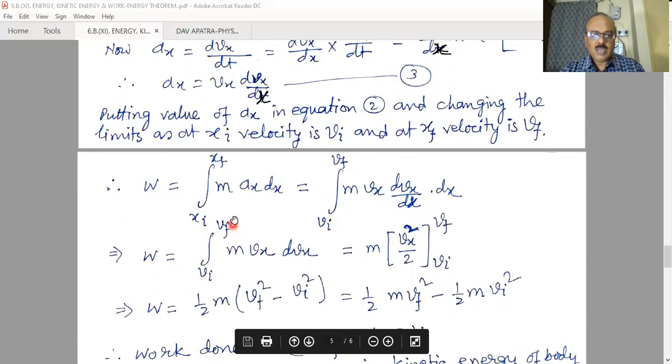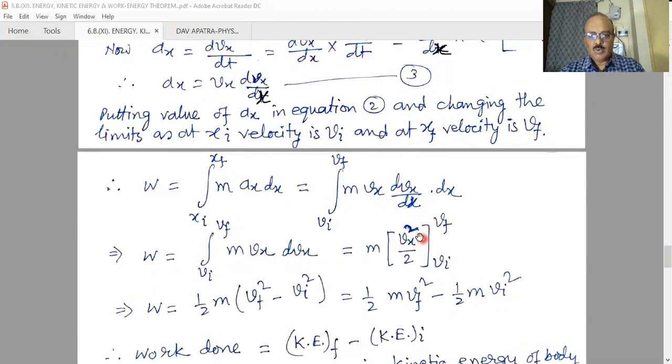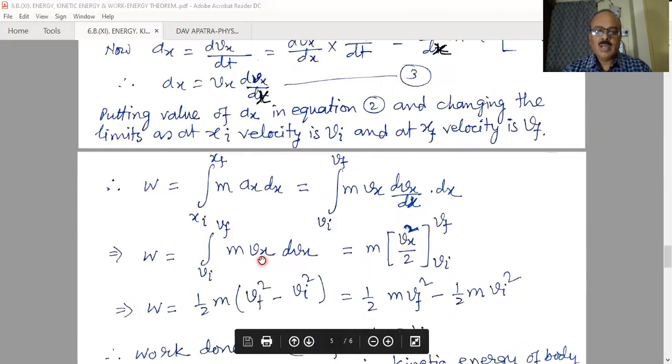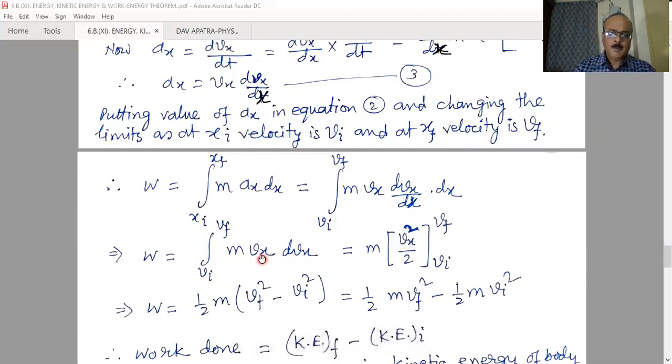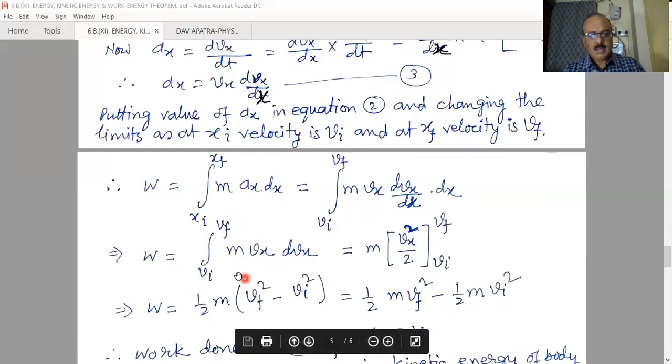Now from vi to vf, m into vx dvx, and we know the integration of v dv is nothing but v square by 2. In this case, we are writing vx. You can also write v, and lower limit u and upper limit v also you can write. Here we are writing another way. It's also okay, and if you write u and v, that's also okay. In place of vx, you can write v, that is also okay.